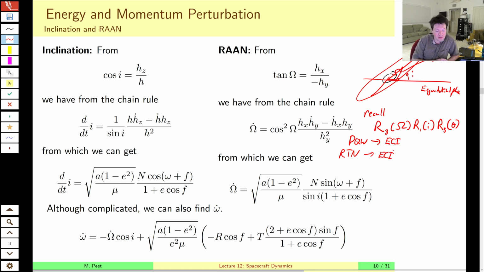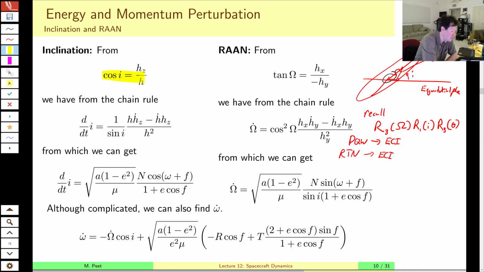And so we'll need to transfer our forces to the ECI coordinate system in order to get the changes in these orbital elements. And so that's a bit of a mess, and a bit of a challenge. But it's all in Prussing and Conway in glorious detail. We're going to just cover the basics, give an idea of what's going on.